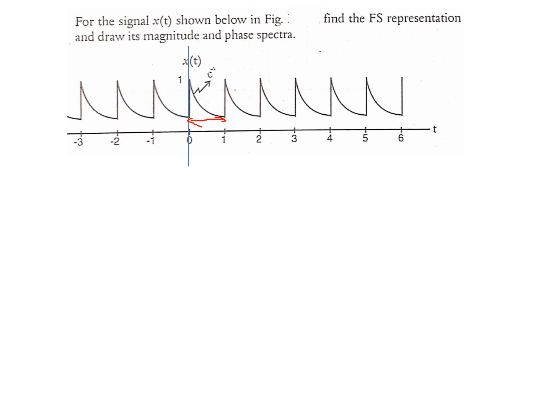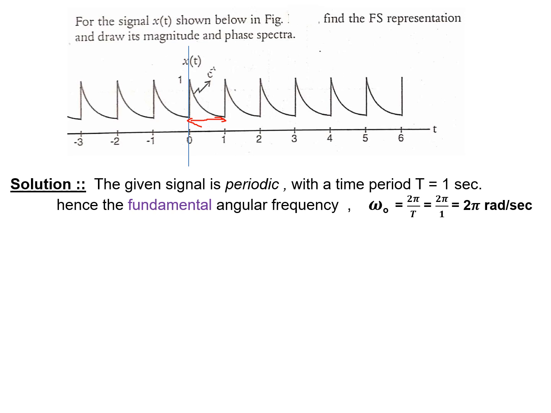What is the Fourier spectrum? That is, what are the frequency components present in the signal? That is, what are the complex Fourier coefficients? Let us find them using the formula we have seen in the last lecture. To start with, the given signal is periodic with the time period T equal to 1 second. Hence, the fundamental angular frequency of the signal is omega naught equal to 2 pi by T. This is the normal formula we follow in every problem.